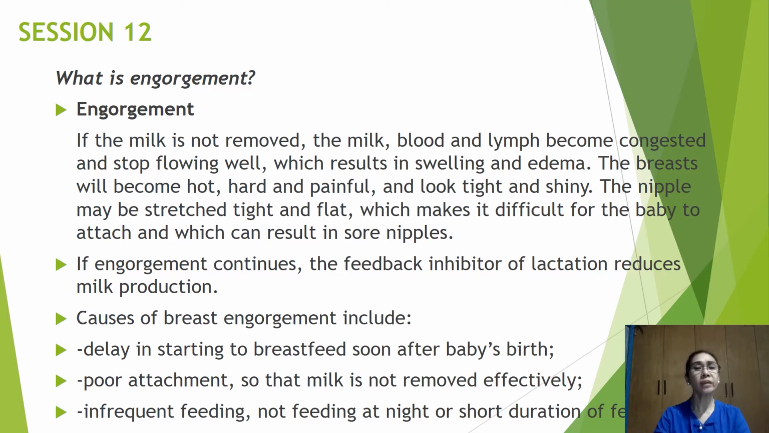So what are the causes of breast engorgement? First, there is a delay in starting to breastfeed soon after the baby's birth. Second, there is a poor attachment so that milk is not removed effectively. Third, there is infrequent feeding, wherein the baby is not fed at night or there is short duration of feeds.